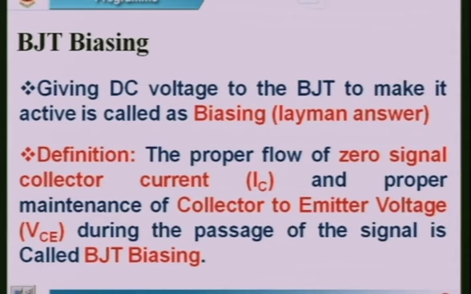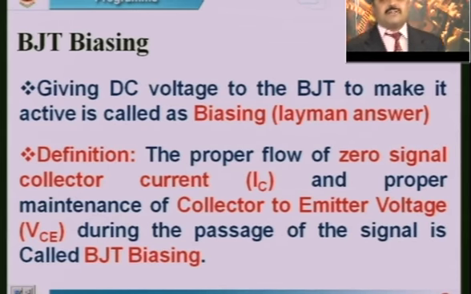So, what is the food for electronic devices? The food for electronic devices is the DC voltages and currents. As we eat food, just like that, we need to provide food to the devices to make them active. So, one such definition of BJT biasing is giving DC voltages and currents to the device. It is a layman answer.